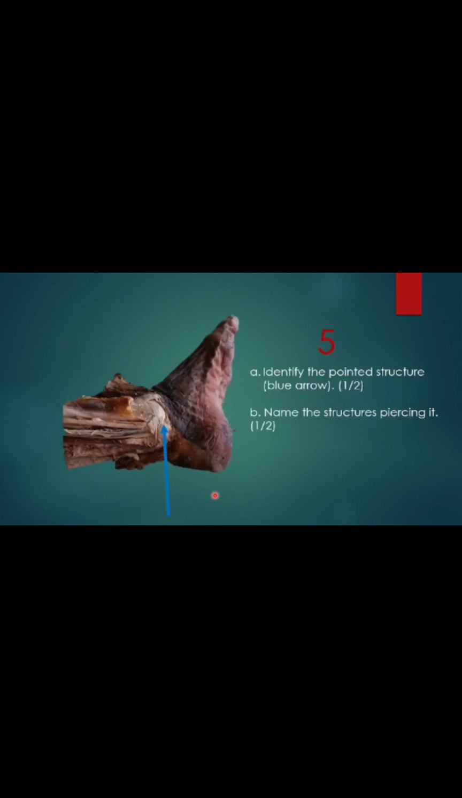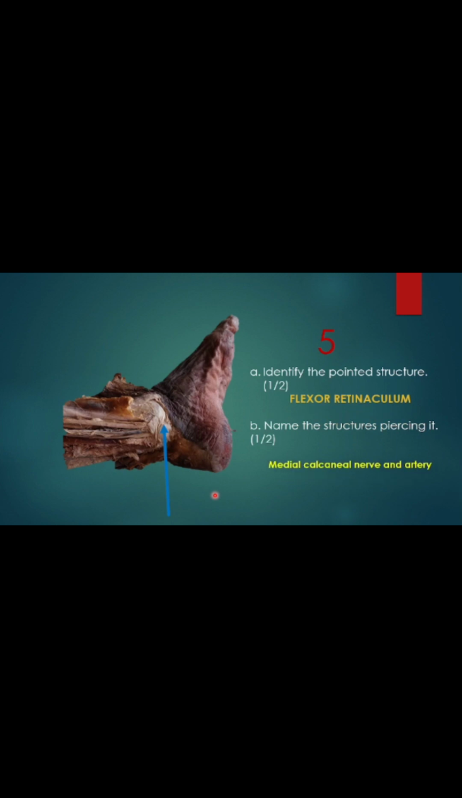Now we'll see the last question for the day. Identify the pointed structure with blue arrow. Name the structures piercing it. The pointed structure is the flexor retinaculum of foot, and the structures piercing it are medial calcaneal nerve and artery. Another important question that is usually asked along with this structure is the structures that pass beneath the flexor retinaculum.